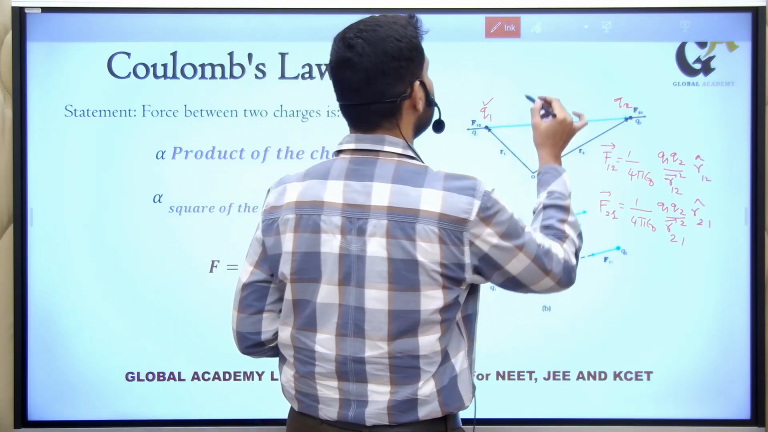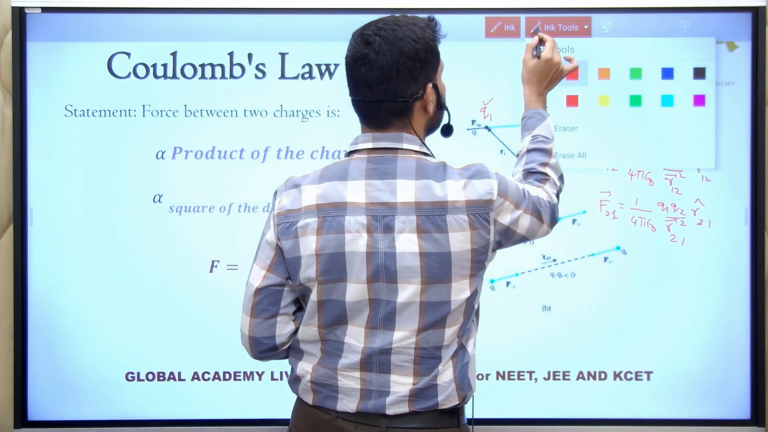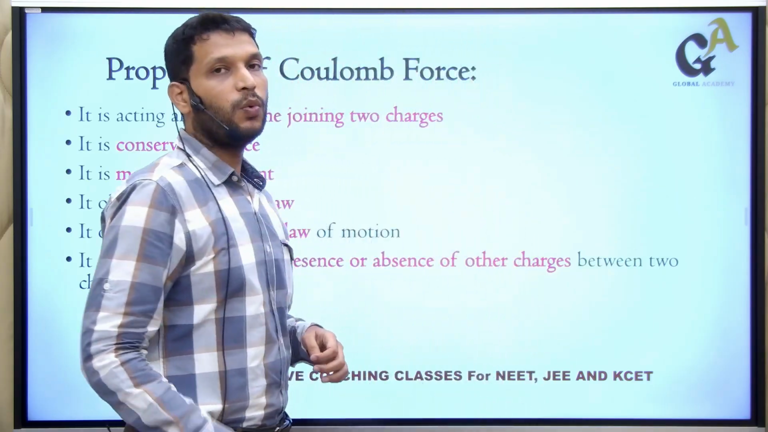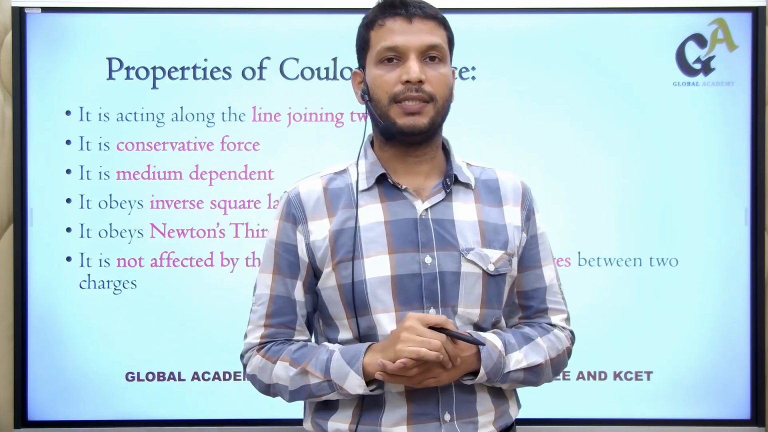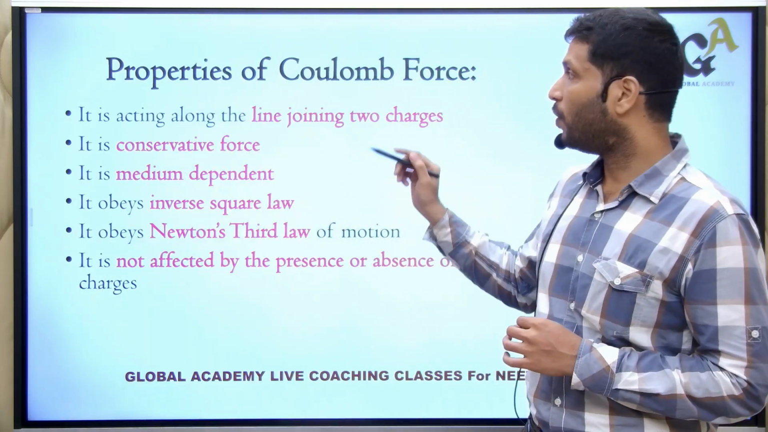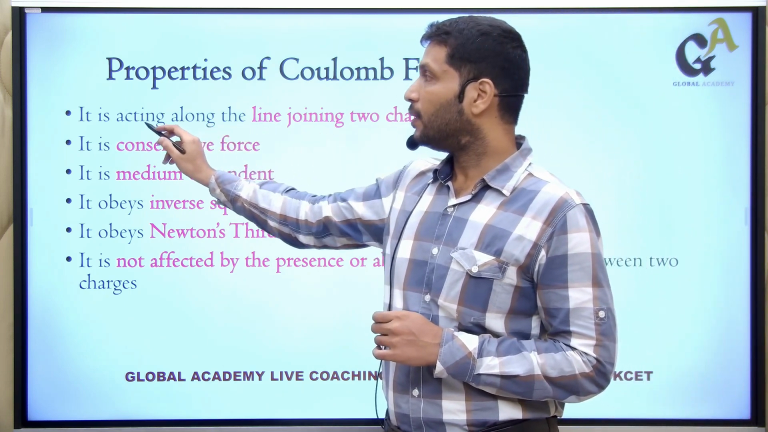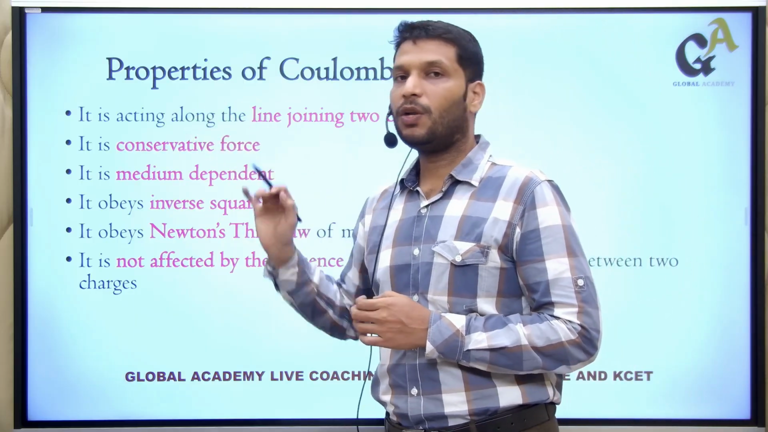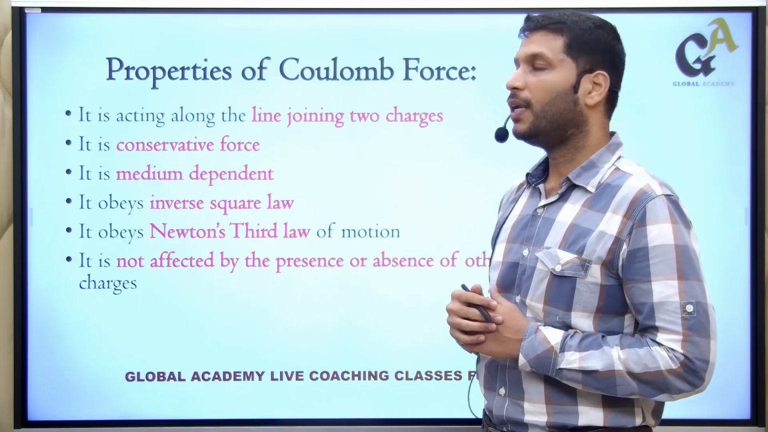So now let us discuss the properties of the Coulombic force, that is, the force of interaction between two charges. According to Coulomb's force, what is the direction of the force that we have to find? The direction of the force is given by: it acts along the line joining the two charges.